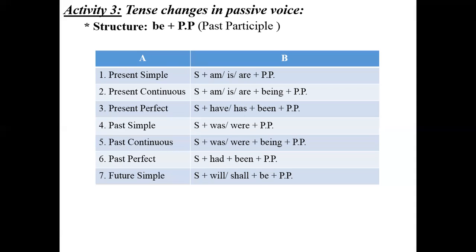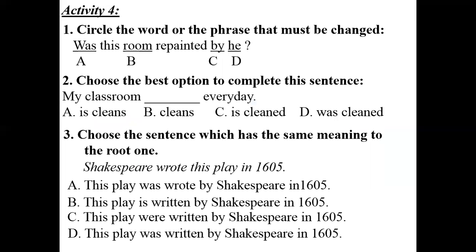Okay, next. Like the example I gave you before, our classroom is cleaned every day. So in this sentence, is is be, and cleaned is the past participle. So this sentence is in passive, not in the active voice, right? Now we move to activity 4. To make sure about passive voice, you will do some tasks I give you.